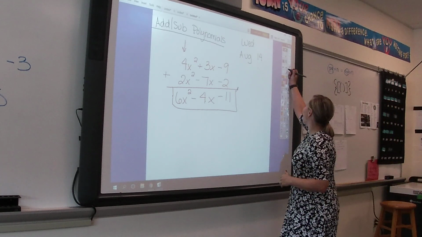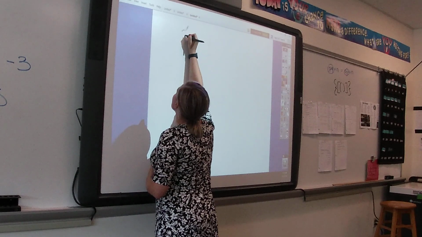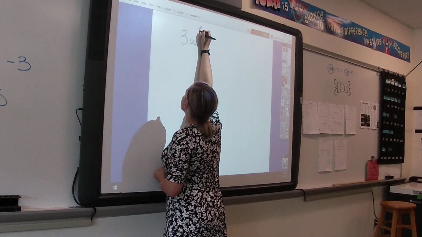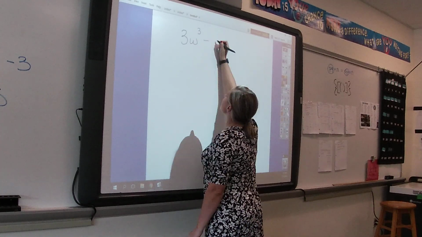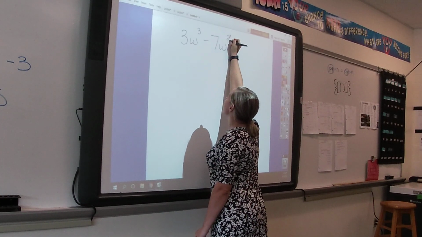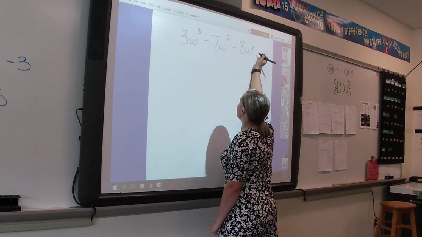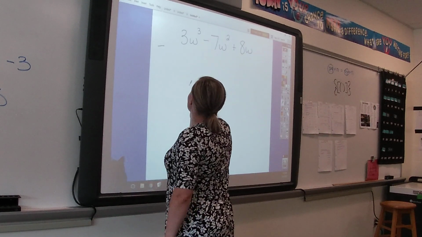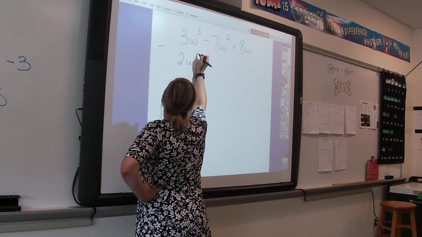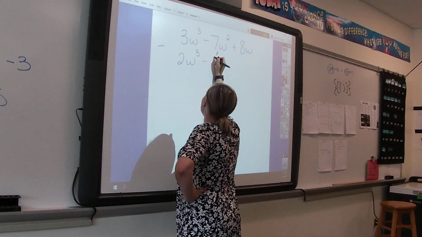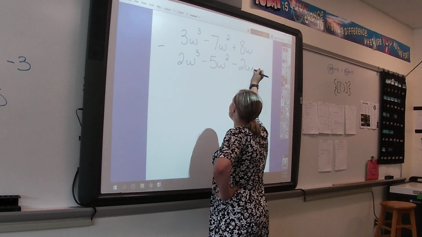So let's say we have this problem. We're still going to keep it pretty straightforward here. 3w to the third minus 7w squared plus 8w. And we're going to subtract off 2w to the third minus 5w squared minus 2w.